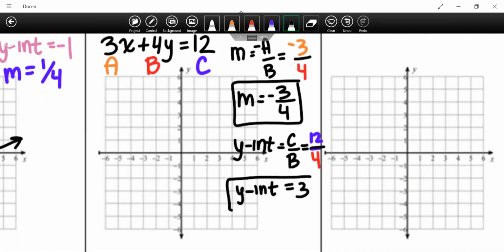We have our 2 parts that we need. Let's graph it. Going up 3 for my y-intercept, going up 3 to my first point. This is step numero uno. Step number 2 is to graph our point. So I'm going to go down 3 over 4.